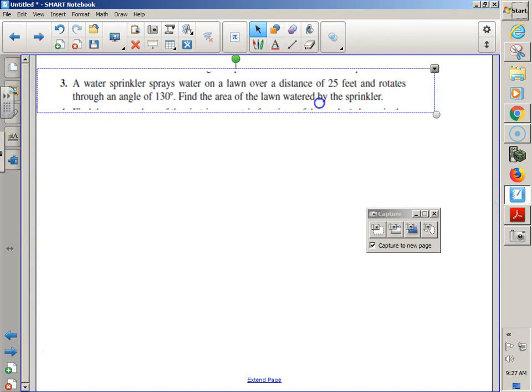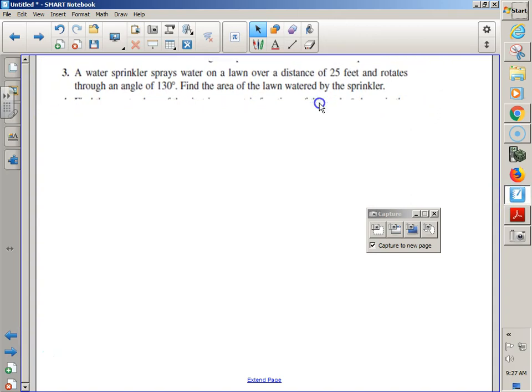Water sprinkler sprays water on a lawn. Now, just a quick heads up. There aren't tons of word problems on the final. Probably should if I was a good honors pre-cal teacher.